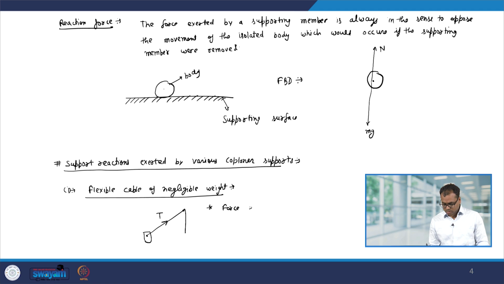So, the force exerted by a tense flexible cable is always away from the body and it is in the direction of the cable.